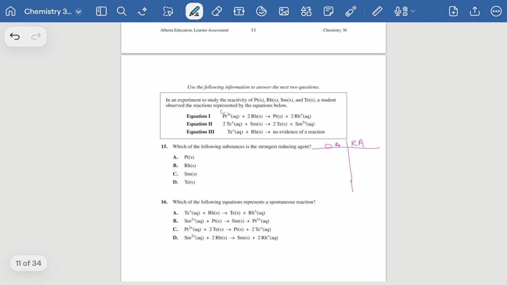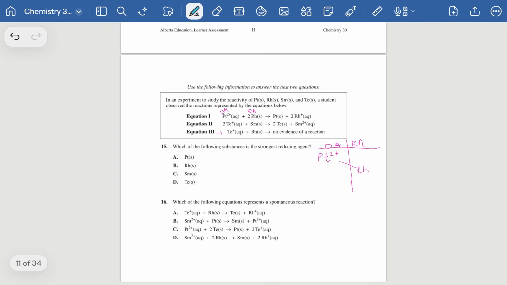So from the first one, you would know that Pt is the OA, and Pt2 positive, and Rh is the RA. Because you see products, you know on your table that the Pt is going to be higher up than the Rh, because you can consider it spontaneous. And if it's spontaneous, OA is higher than the RA. Now the next one is not really telling us much about placement, just because we don't see it on the table compared to Pt2 positive or Rh.